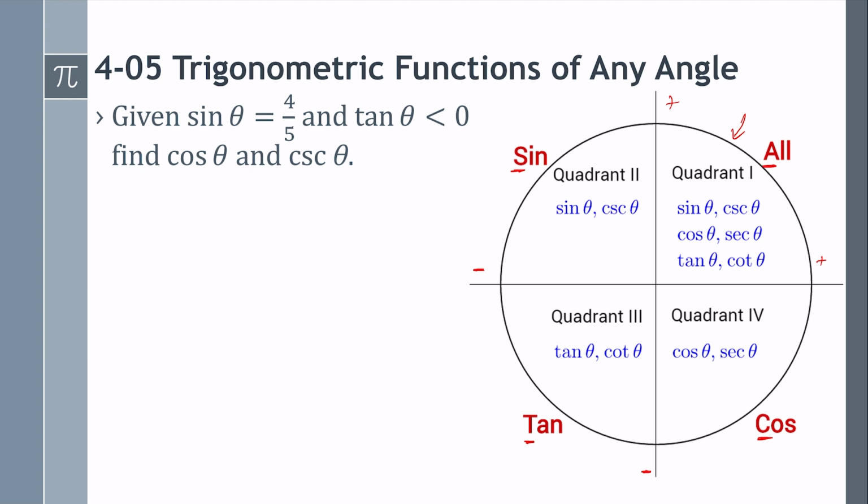Well, in our problem, sine is positive. So sine is positive. It's either quadrant 1 or 2. But tangent is negative. Well, in quadrant 1, everything's positive. So to have sine positive and tangent negative, we have to be in quadrant 2.